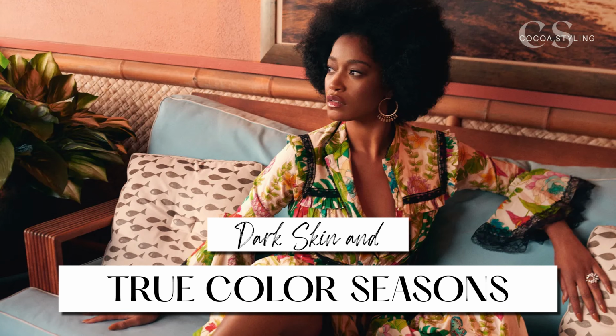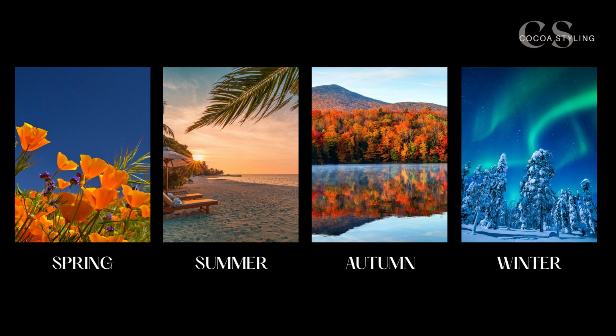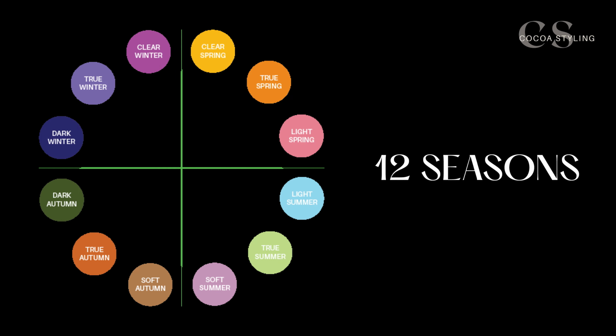Colors are a spectrum, and because of that, some color analysis systems tend to get simplified or even more complex. Some people only work with 4 seasons, and others work with as many as 16. Probably some people work with even more. The most popular one is the 12 color seasons model.